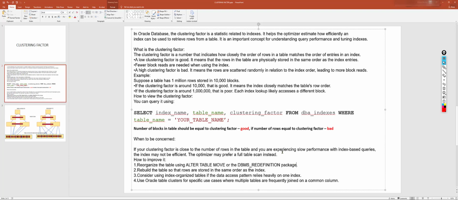Why does the clustering factor of an index become bad? Because there may be multiple modifications on the table, multiple deletes, inserts, updates, and index entries also need to be changed. The pointer needs to be updated. If we update, then there will be row migrations from one block to another block. So during those cases, definitely the pointer needs to be changed. So that's where the bad clustering factor happens.